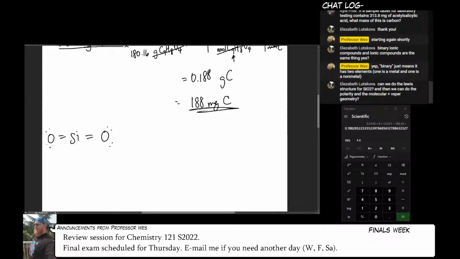And then can we do polarity and molecular plus VSEPR geometry? Sure. Okay. So first let's do polarity. Which is more electronegative, silicon or oxygen? Of those two, oxygen is more electronegative, so we would have polarity look like that, and like that. And so if I were to combine these polarities, one is pointed in this direction and then the other one's pointed right back in the other direction. I ended where I started, so this is nonpolar.